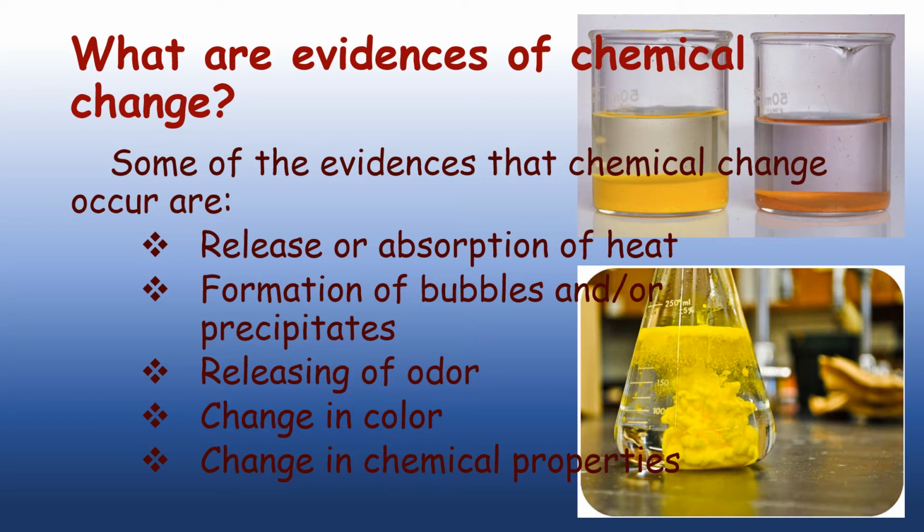And the last one is the change in chemical properties. Chemical properties include the boiling point, the melting point, the phase at room temperature, and the viscosity or the density of the substance.